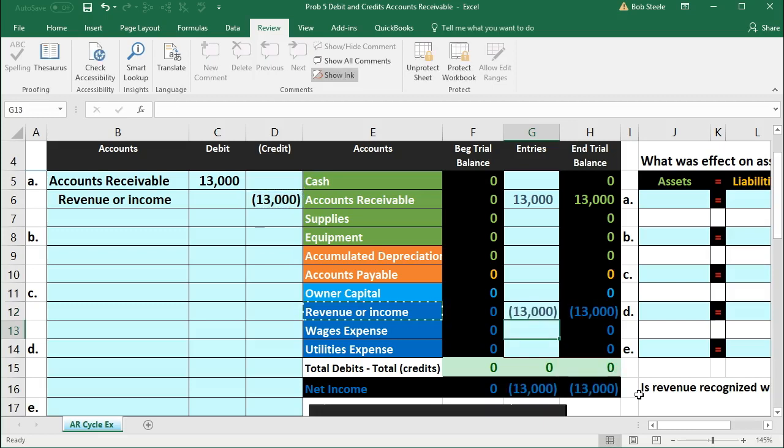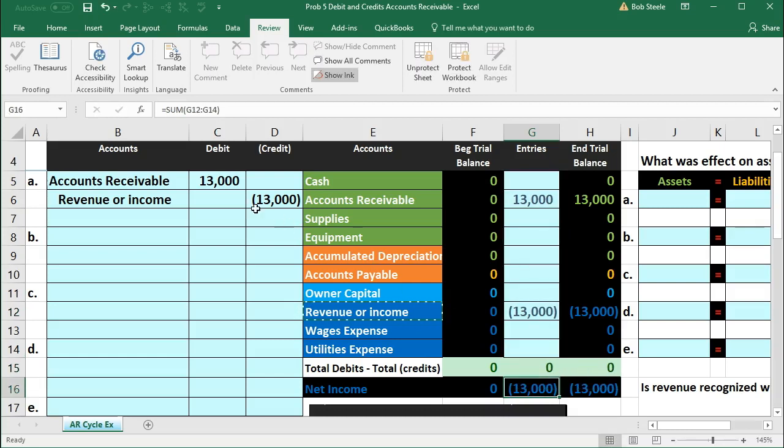There we have that. Now note that I'm recording debits and credits over here, not with 2 columns, just with 1 column. But the debits equal the credits in that the debits are positive and the credits are negative. Therefore, the debits minus the credits are 0.